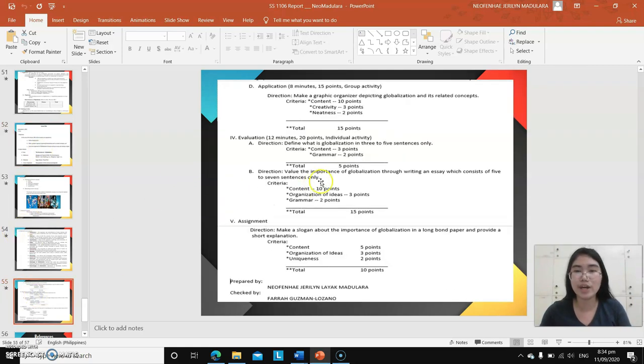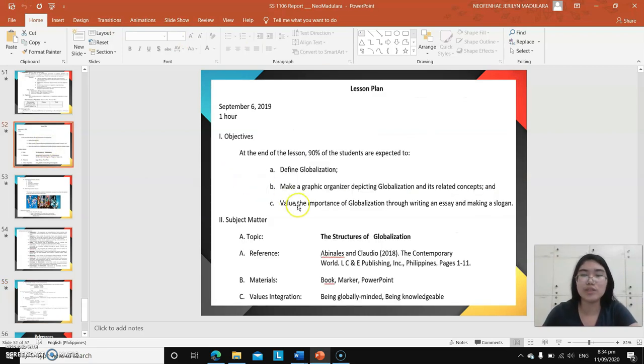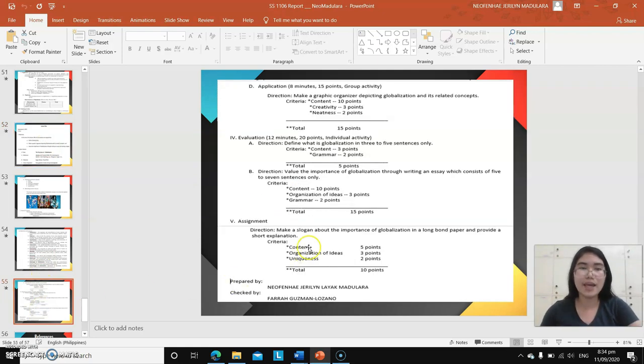It is reflected in the entire lesson plan. The specific area, define what's globalization by having this one, criteria: content, grammar. So check yung objective number 1 natin. Another objective, value the importance of globalization through writing an essay which consists of 5 to 7 sentences only. Lesson objective in the affective domain, check, as attained and reflected in the lesson plan.